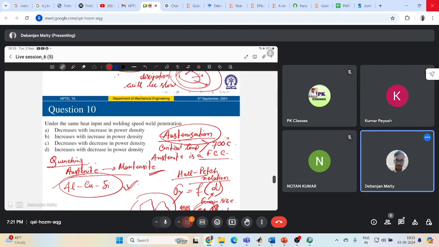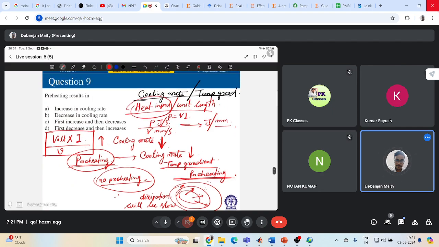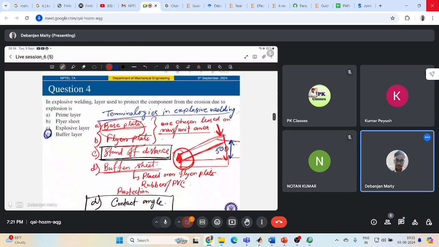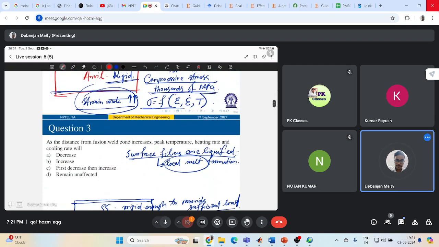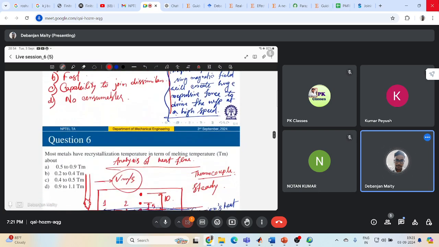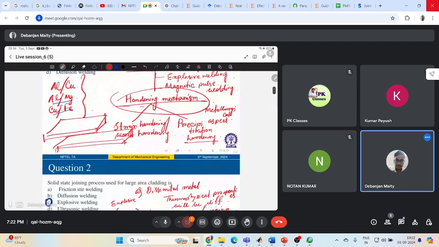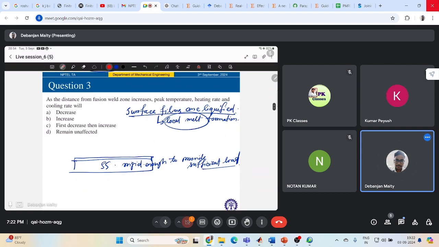So I was talking about the preheating thing. Okay, we don't have much time. So question 3, question 4, question 5. I will come to the recrystallization a little bit later. So can you quickly answer question 3?